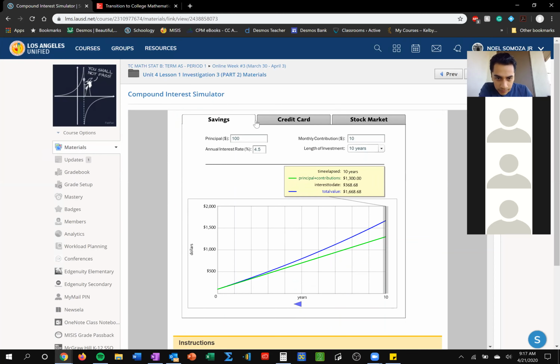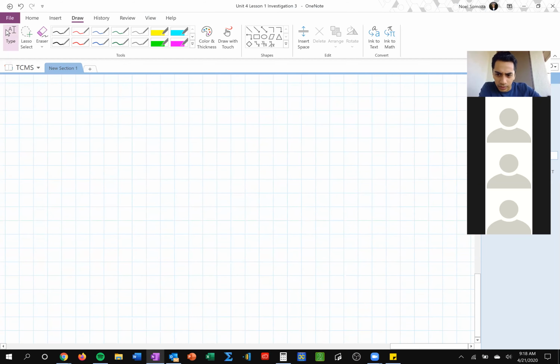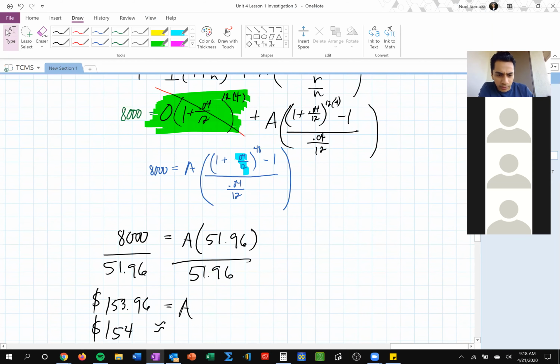Okay, so here, principal amount was nothing, right? She didn't invest anything at the beginning. She had an annual interest rate of 4%. The monthly contribution, in this case, let's go ahead and use the exact value. Hopefully it gives a little bit more precise calculation. Oh, sorry. So it was $153.96.